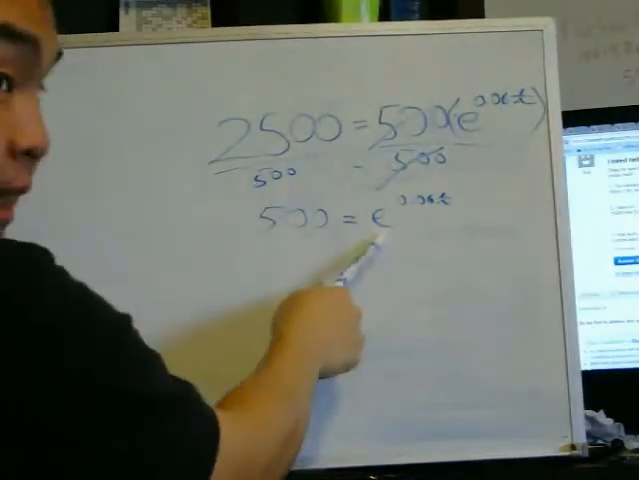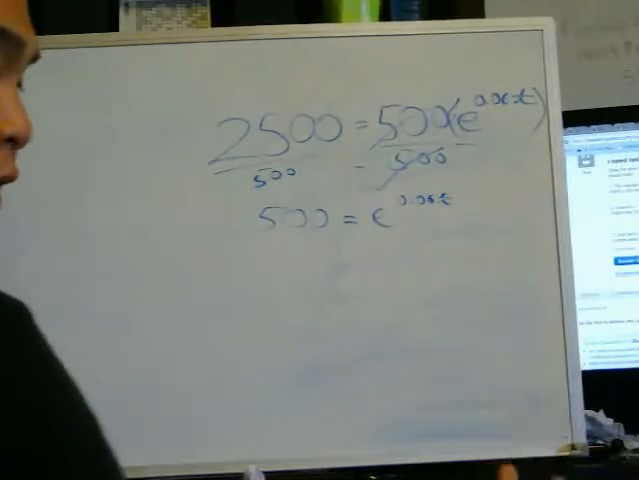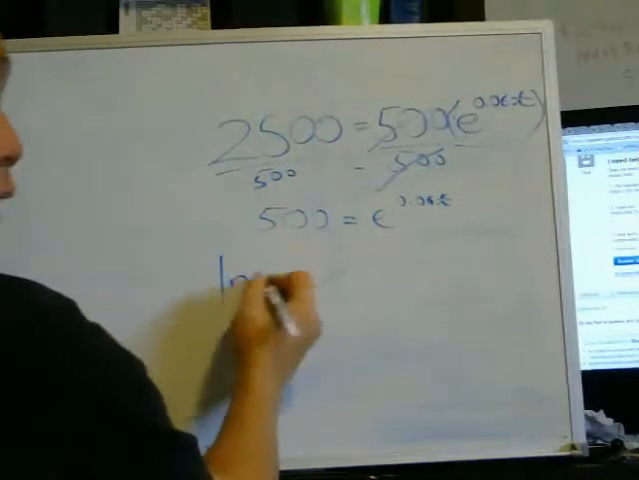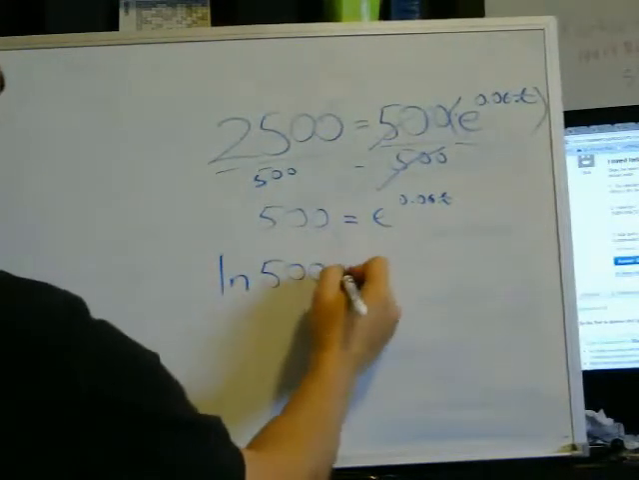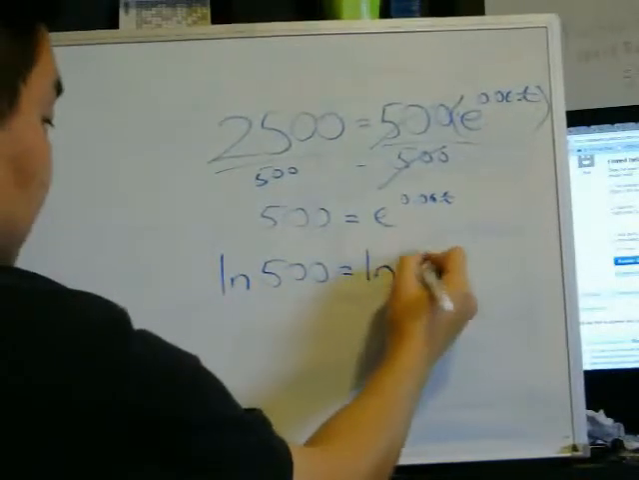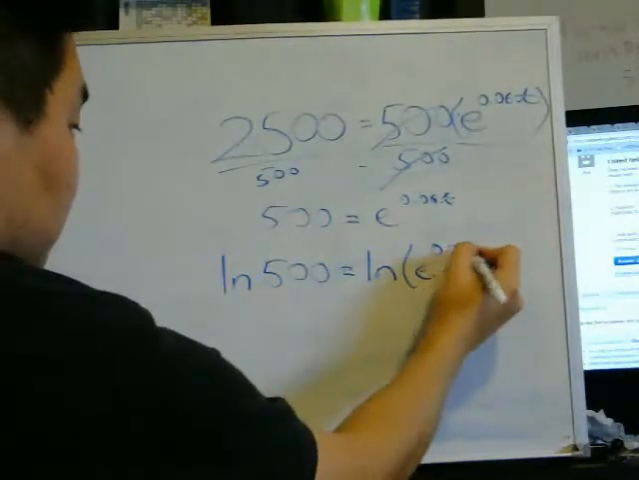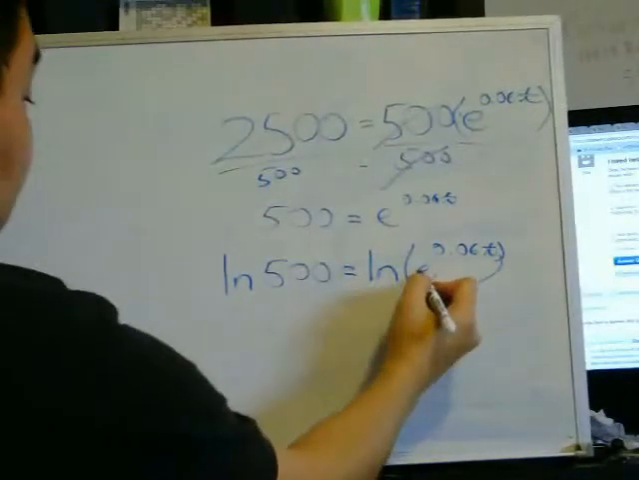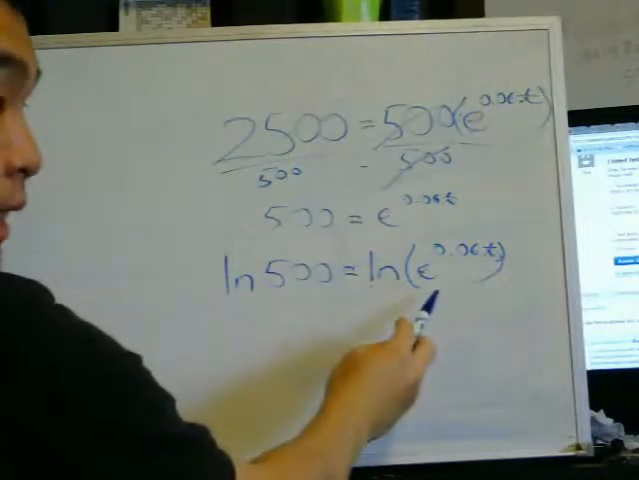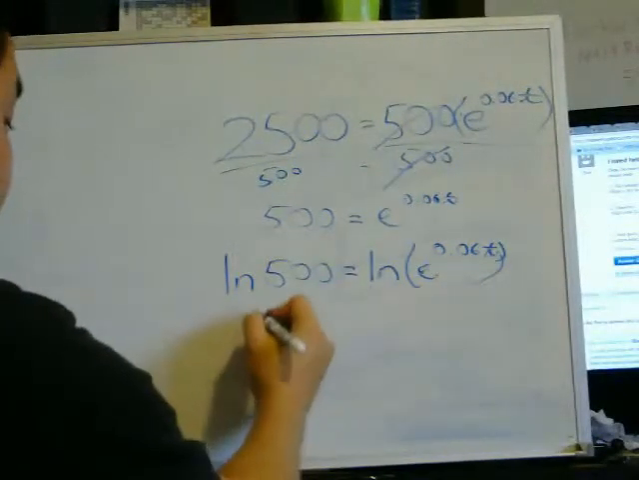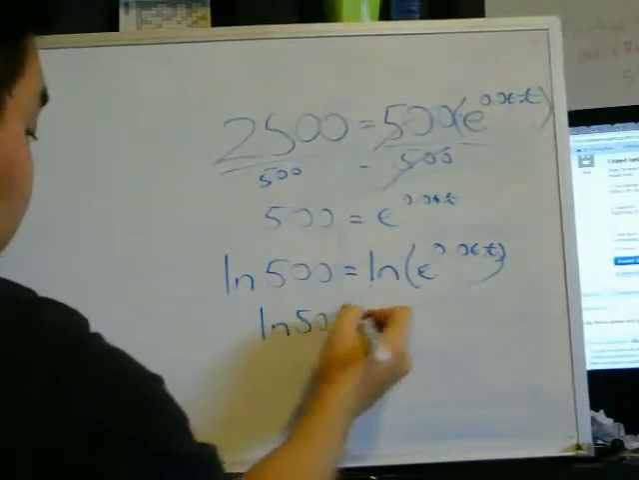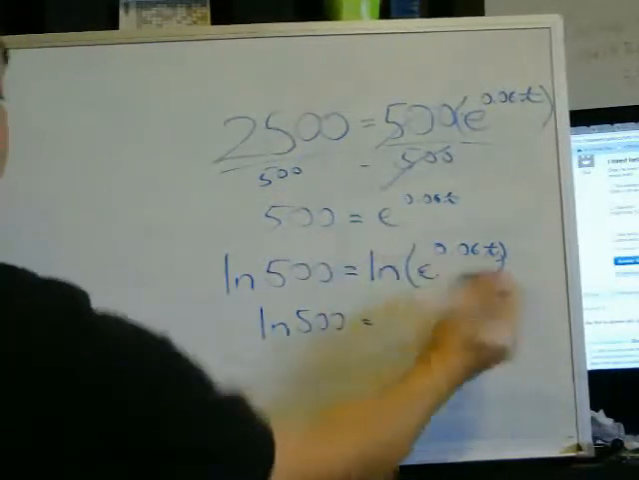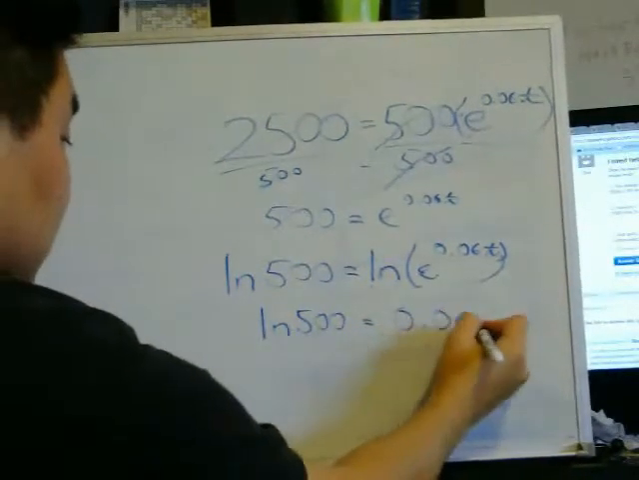To get rid of this e now, you have to take the natural log of each side, which means take the ln of 5 on this side and take the ln of e to the 0.06 t. Now what this does is cancel the ln and e altogether. So you're going to have ln 5 still on this side, but the ln and e are going to kill each other, so you're going to have 0.06 t.